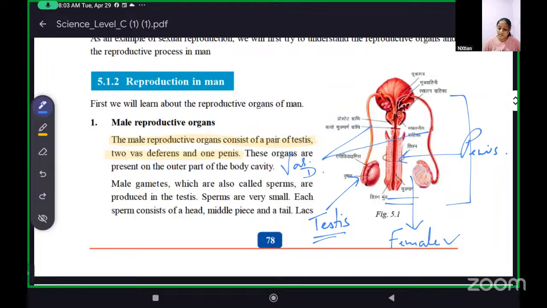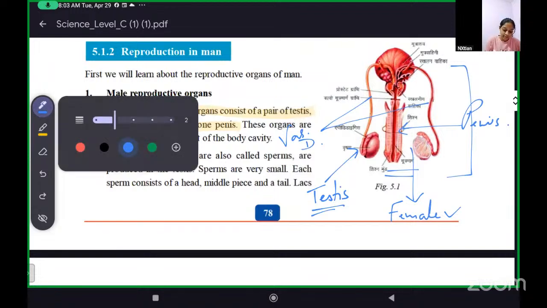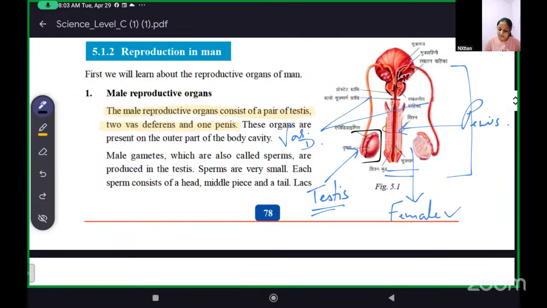So what happens is the sperms are produced in these testes, and then they travel in the tube known as vas deferens. They travel in this tube and then come here, into the penis, and then they are released out. Understood the process, how sperm formation takes place and how they are released? So let's give this a read.